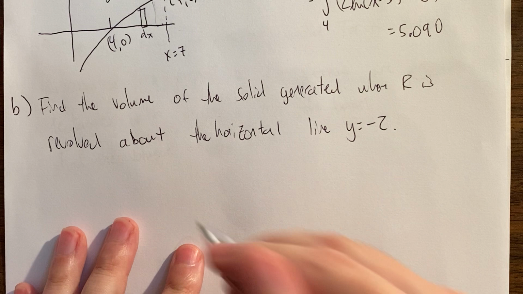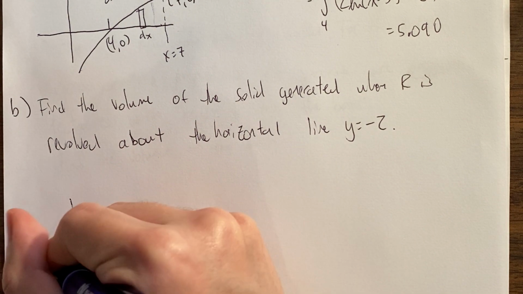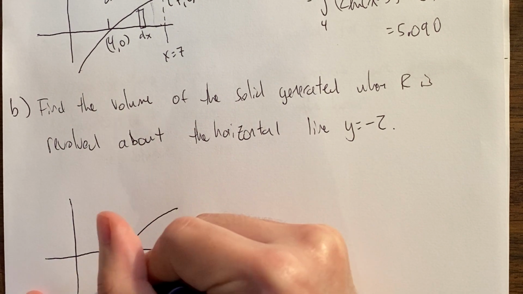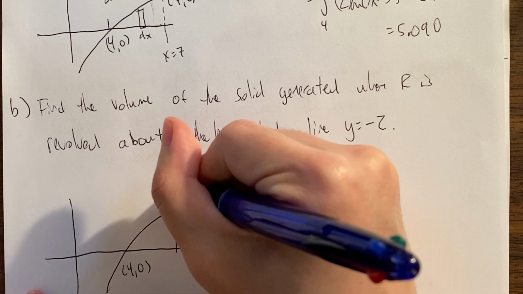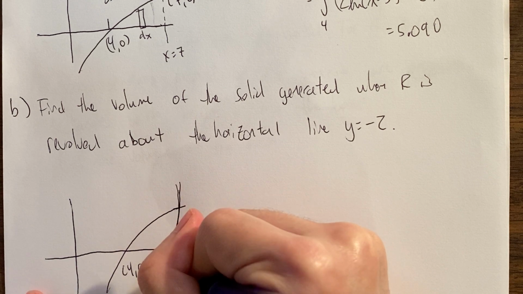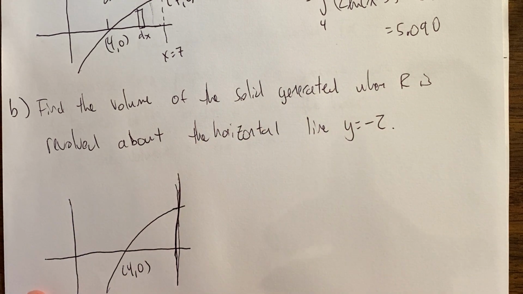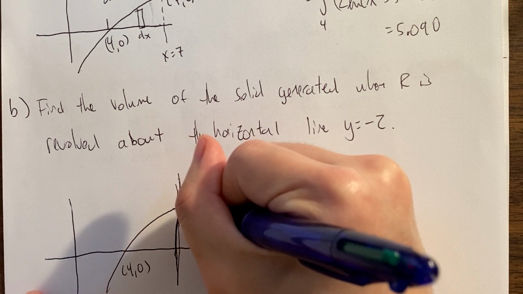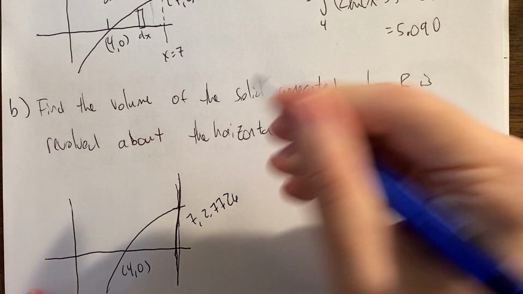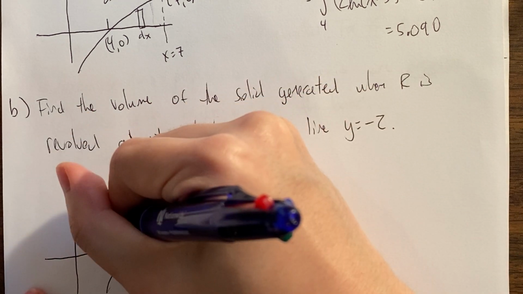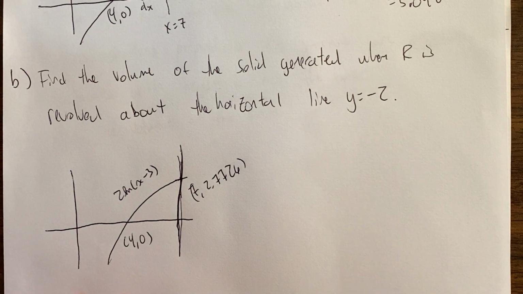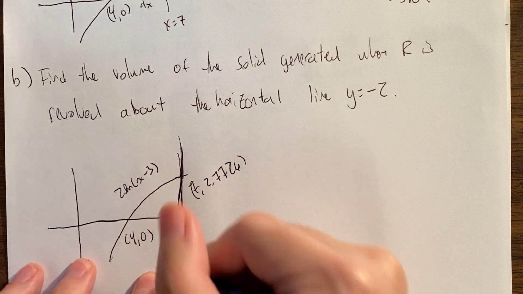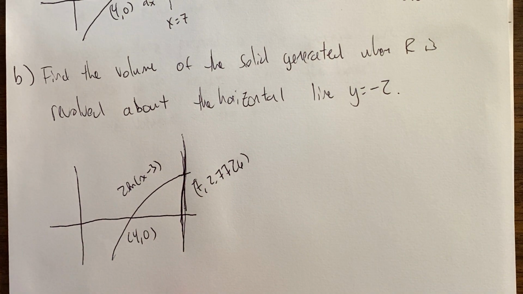So before we do volume, let's redraw this picture in a rough sketch real quick. So it's 4, 0. This region is right here. That's not the perfect vertical line, but we're going to deal with it. And then we have 7, comma 2.7726. And this function is 2 times ln of x minus 3. So we have this function right here. This is supposed to be a perfectly vertical line, but I failed. But I think we'll be just okay.